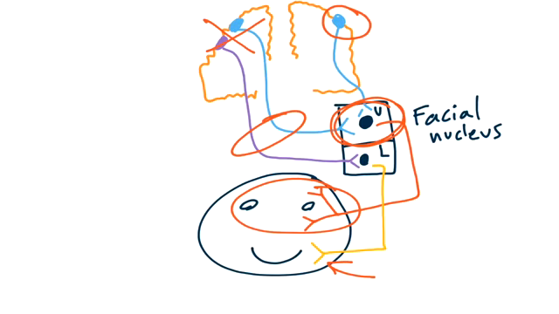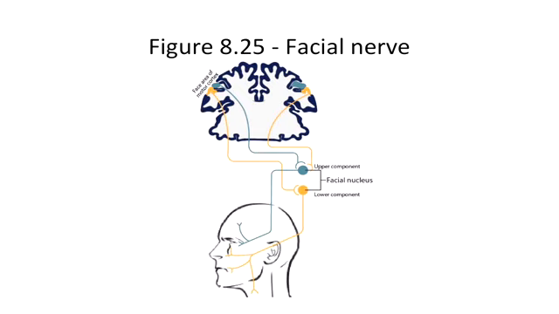So again, a lesion to the cortex would cause paralysis of the inferior aspect of the face, sparing the superior aspect of the face. On the other hand, a lesion to the facial nucleus in the pons would cause complete paralysis of the face. This is because both the upper and lower components would be destroyed. This is figure 8.25 for your review, which illustrates the facial nerve pathway that we just discussed. Okay, let's jump into the questions.